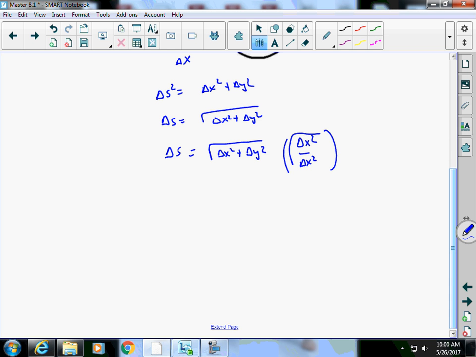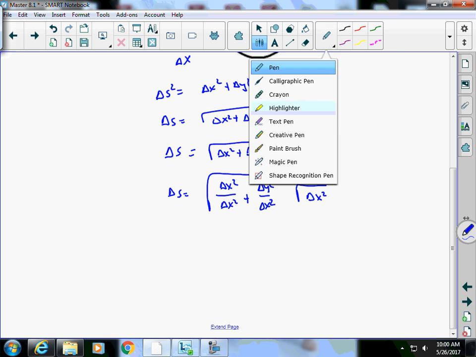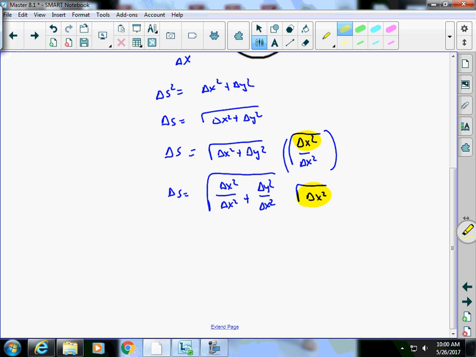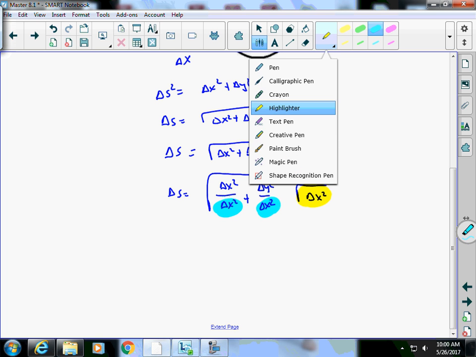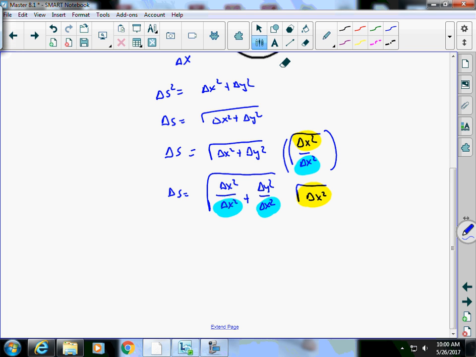Well, then I can multiply through. Delta s is equal to the square root. Actually, I'm going to write this without the square root symbol, then put it in. I have delta x squared over delta x squared plus delta y squared over delta x squared. Take the square root of that. And I'm still multiplying by delta x squared because this here is that delta x, and this delta x squared is that. So we can see where everything's coming from.